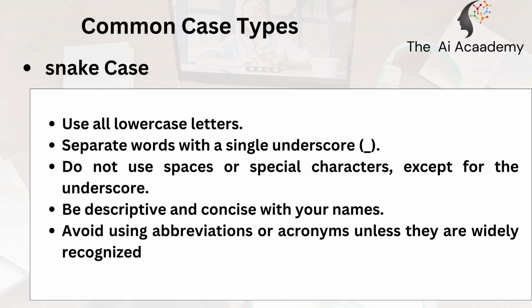Use all lowercase letters. Separate words with a single underscore. Do not use spaces or special characters, except for the underscore. Be descriptive and concise with your names. Avoid using abbreviations or acronyms unless they are widely recognized. Using snake case consistently in your Python code can make it more readable and easier to understand for other developers. It is a widely accepted naming convention in the Python community and is recommended by the Python Style Guide, PEP 8.